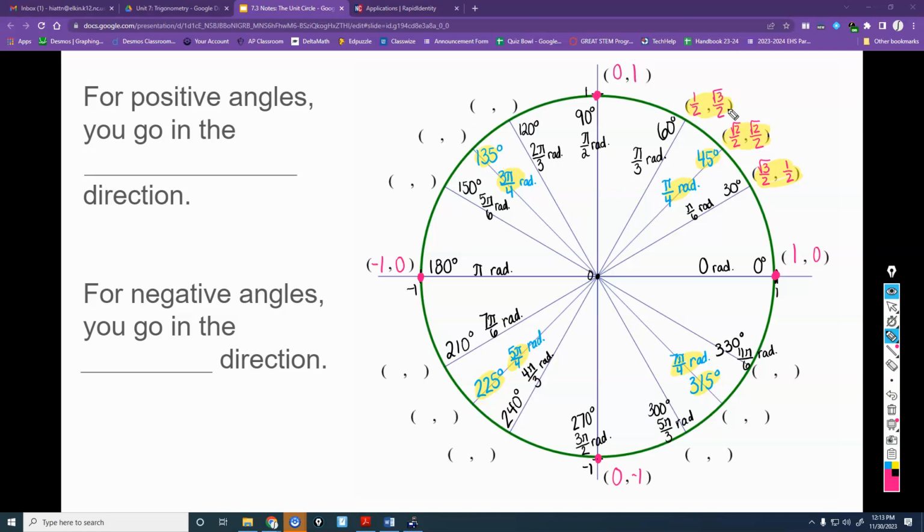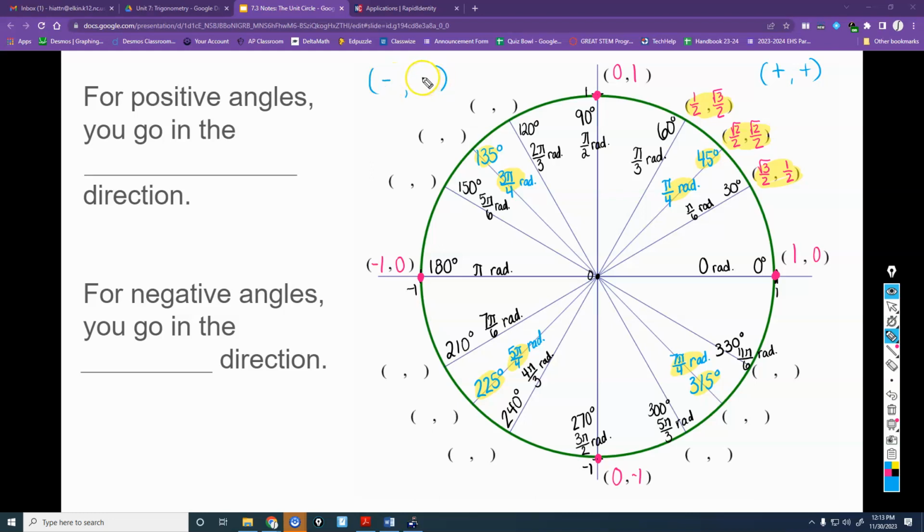The other stuff, so we still have several blanks around here, can be figured out without memorizing because here in this first quadrant, both of my coordinates are positive, right? X coordinate and y coordinate are positive in the first quadrant. What is true in the second quadrant? X coordinate, is it positive or negative?